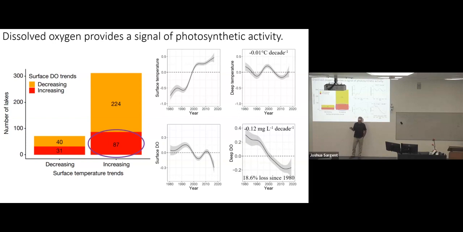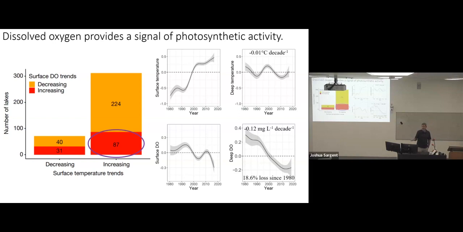Recall that we should expect to see decreasing solubility in our surface waters. As surface waters are warming, we should see decreasing dissolved oxygen solubility. And we see that in 224 lakes out of 224 plus 87. The vast majority of them are decreasing in surface water dissolved oxygen as conditions are warming. But there are 87 lakes that are increasing in surface water temperature and increasing in dissolved oxygen.